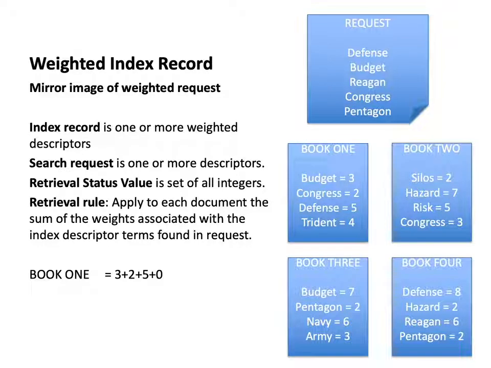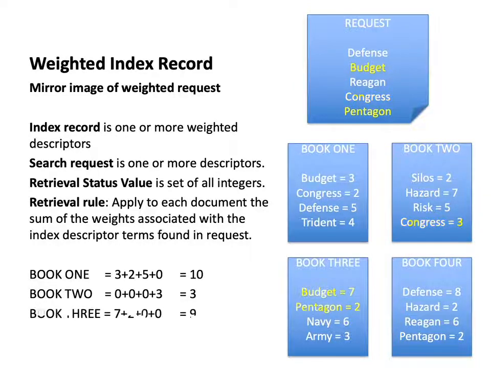Book 3 has budget and Pentagon. And book 4 has Defense, Reagan, Pentagon. So we have a weighted output to the user. Take a look at book 4. That's got a pretty high score. Take a look at book 1. That's got a high score. Book 3, not too bad, kind of close to book 1. Book 2, bottom of the barrel, but again, not totally irrelevant.